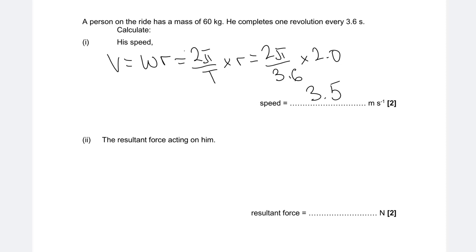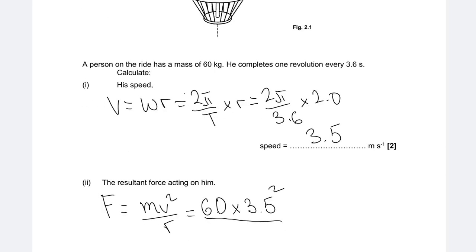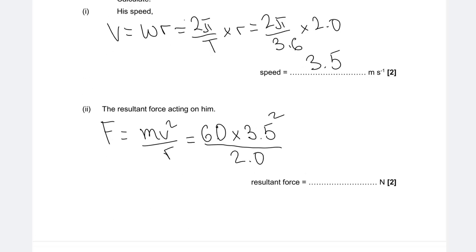To calculate the resultant force, all we need to do is just use mv squared divided by r. The most common error, remember, is to forget to square the v, so we're just going to be quite careful. His mass was 60 kg multiplied by 3.5, our answer from above, which we're going to square. We're going to divide that by the radius, which is 2.0 meters, and we're going to find the resultant force of about 368 newtons. Let's use two significant figures, so 370 newtons.